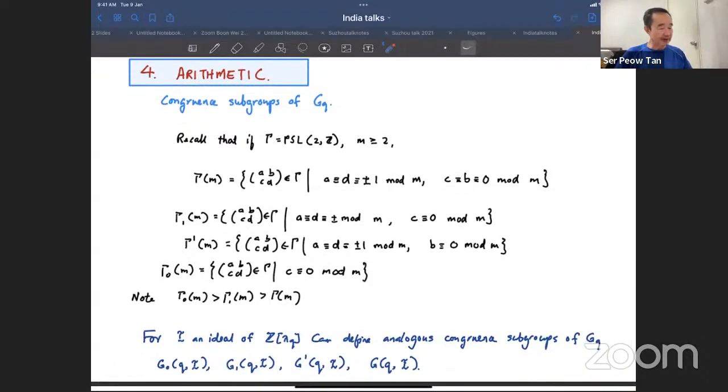Okay, so let me remind you that the principal congruence subgroup of the modular group is defined to be the matrices A, B, C, D such that A is congruent to D is congruent to plus or minus 1 mod M, and C is congruent to B is congruent to 0 mod M. Another way to look at it is that gamma M is the kernel of the homomorphism to the ring of 2x2 matrices with entries inside the ring Z over MZ.